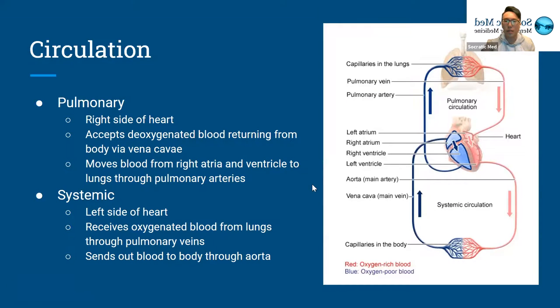So the two halves of the heart are separated into two different circulations. Each side acts as a pump, but both pumps send the blood to different parts of the body. The pulmonary circulation, which is the right side of the heart, takes the deoxygenated blood returning from the rest of the body and moves it through the right atrium and the right ventricle to the lungs via the pulmonary arteries, to be oxygenated. And then the systemic circulation, which is the left side of the heart, takes the oxygenated blood from the lungs and sends it to the rest of your body to distribute all the oxygen and other gases.